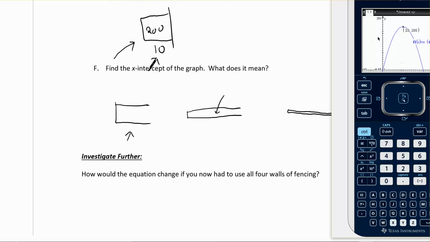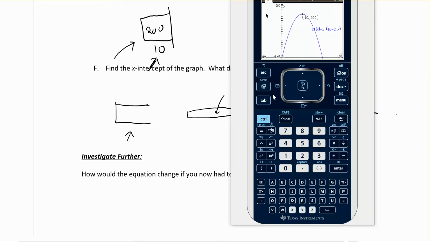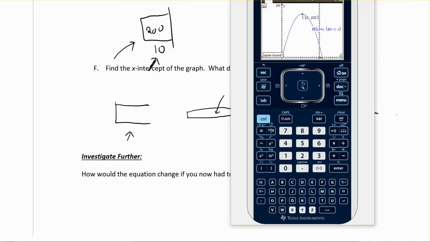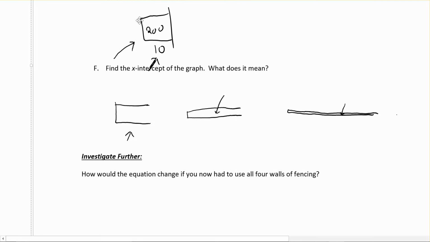So when the area is completely 0, what is the length of our fence? Just a heads up, let's check out what it would be actually. Let's go menu, analyze graph, zero, go to the left of it, go to the right of it. That makes sense too, right? So it's saying x value is 20. So what that means is that there is absolutely no side length here at all. It's all this side, so it's this side times 2. So it's going to be 20 times 2, which is our full fence, 40 meters.